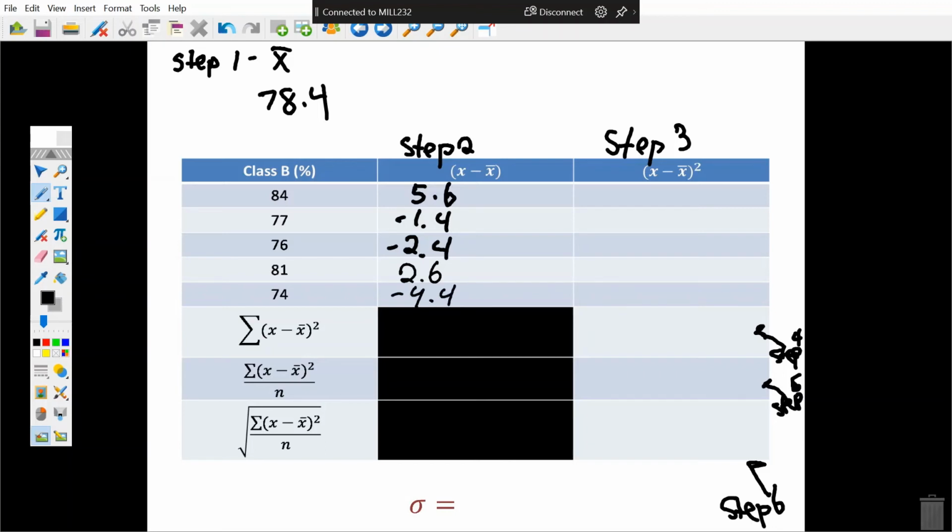Now we have to square all of those numbers. This is 31.36. 1.4 squared is 1.96. 2.4 squared is 5.76. 2.6 squared is 6.76. 4.4 squared is 19.36. Okay, in step 4 we're going to add all of those numbers together.